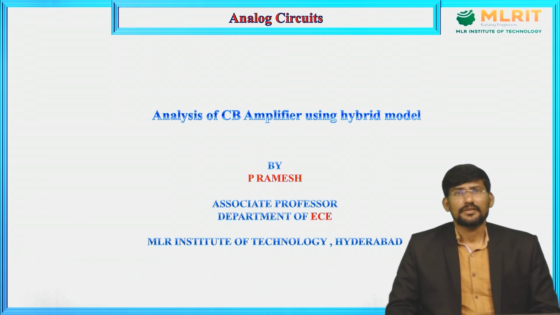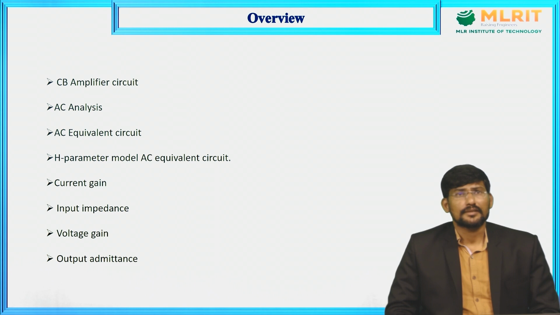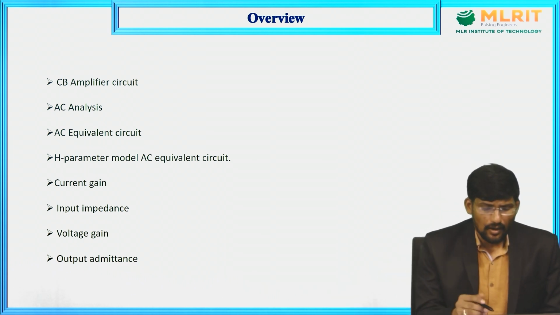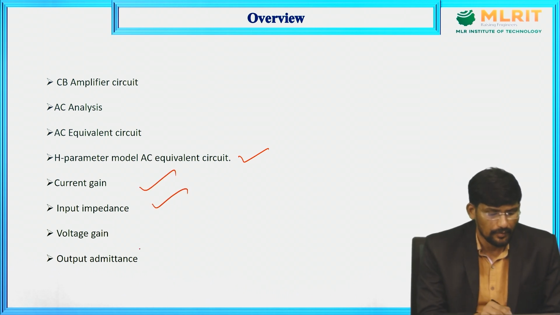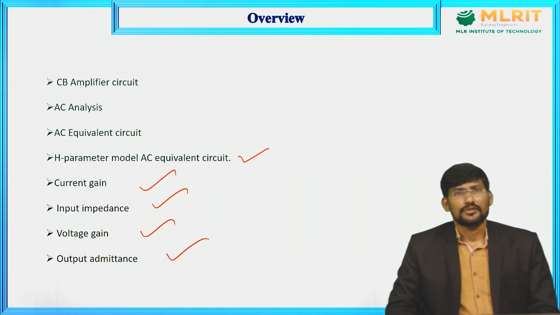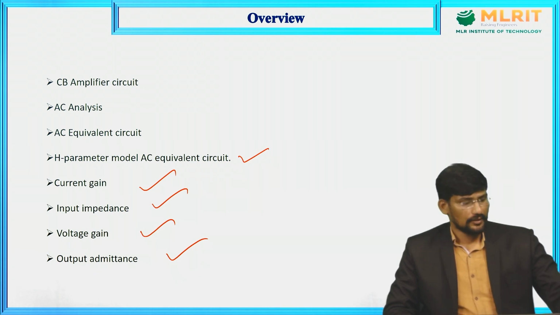In the previous lectures we discussed CE and CC amplifiers using hybrid model. So in this lecture, what we will learn is the basic CB amplifier circuit and AC analysis of the amplifier circuit, AC equivalent circuit, H parameter model, how to draw H parameter model for a CB amplifier, and what are the current gain, input impedance, voltage gain and output admittance. So we'll find the current gain, input impedance, voltage gain and output admittance of a common base amplifier, and we'll see what is the application of the common base amplifier, whether it is acting like a voltage amplifier or current amplifier. We will conclude from the analysis part.